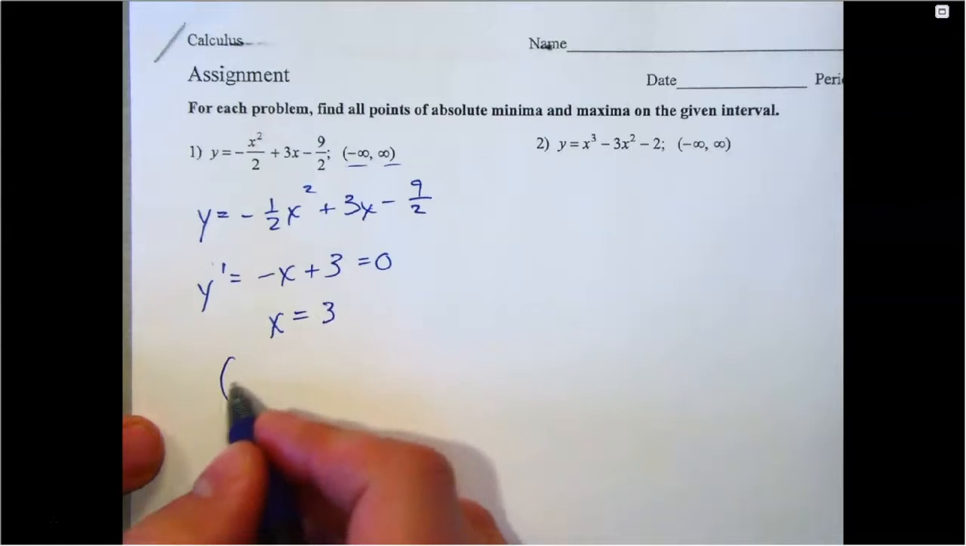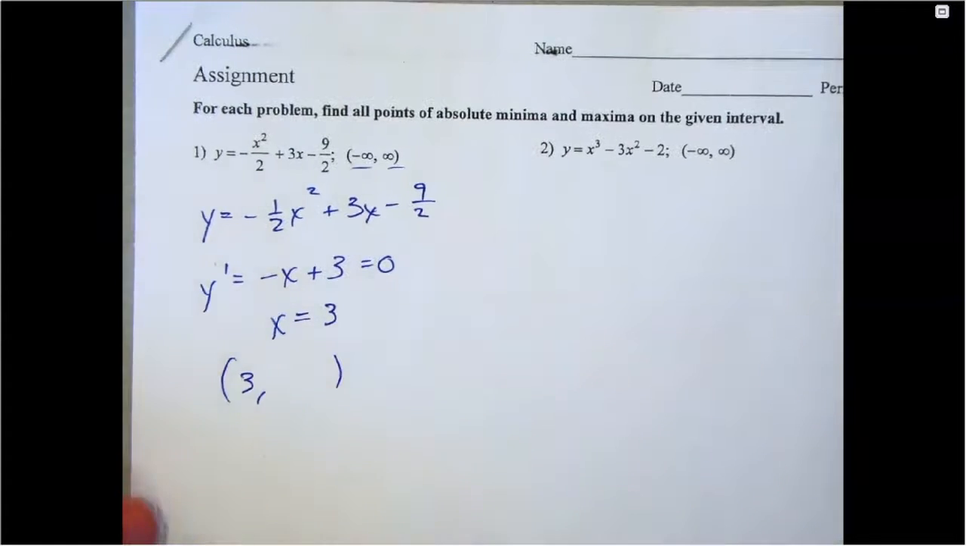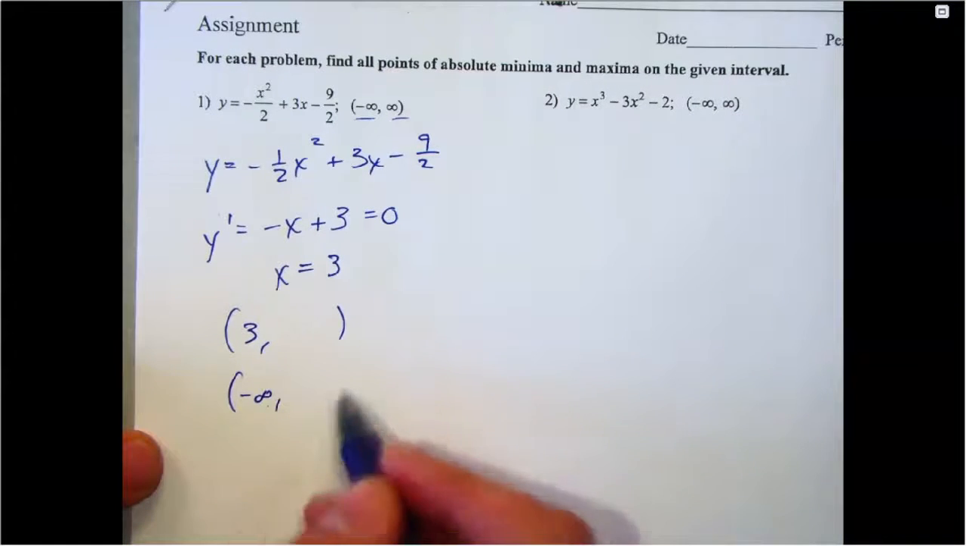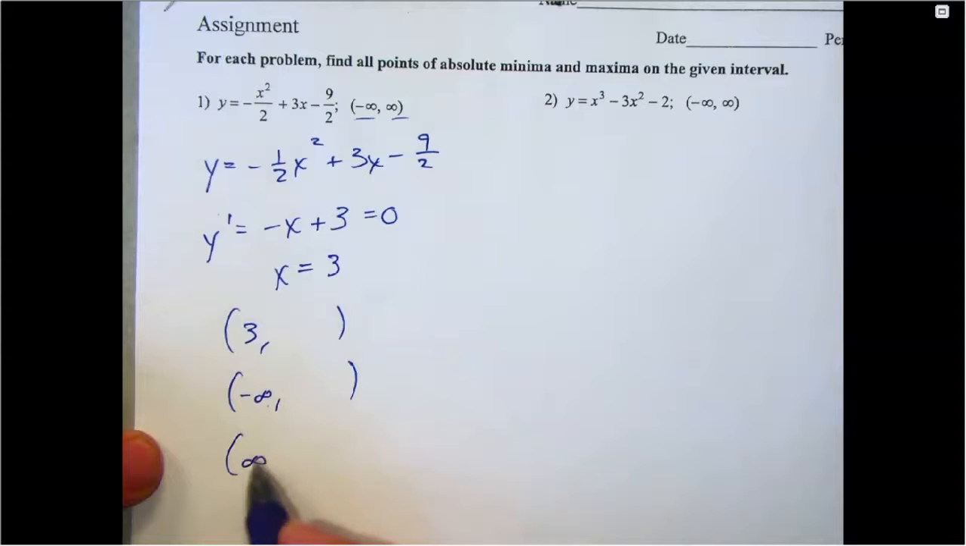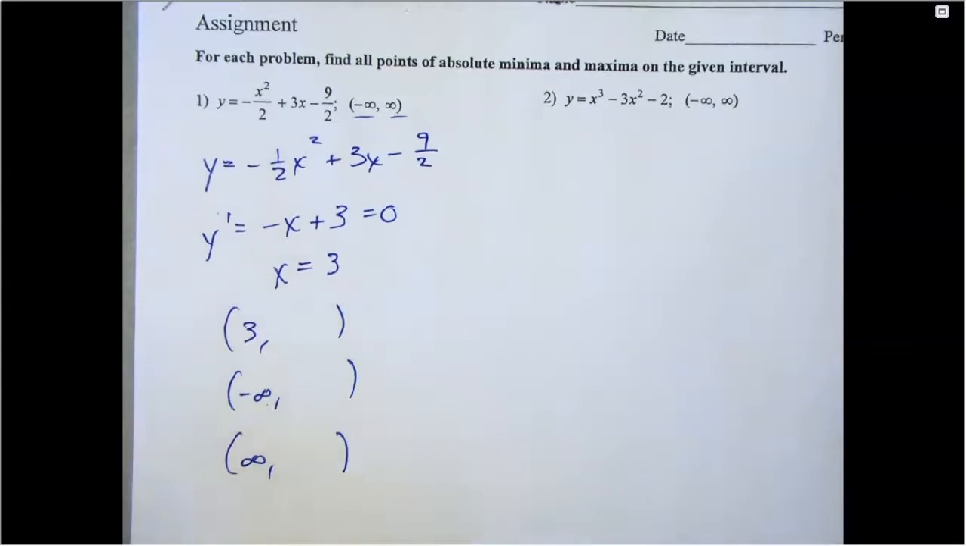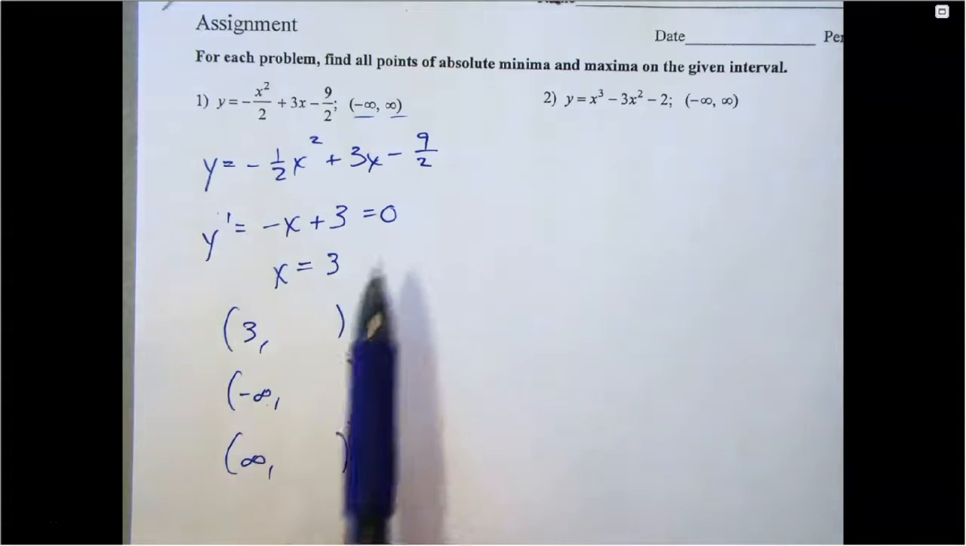So I'm going to check 3 to see what the value is. I'm going to check negative infinity to see what the value is. I'm going to check infinity to see what the value is. When I say value, I mean y value, right? I'm plugging back into the original to get the y value. So go ahead and plug in 3. Let's start there.